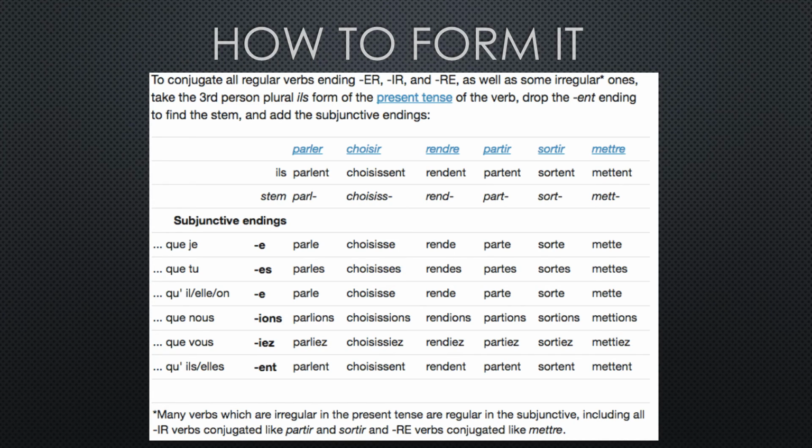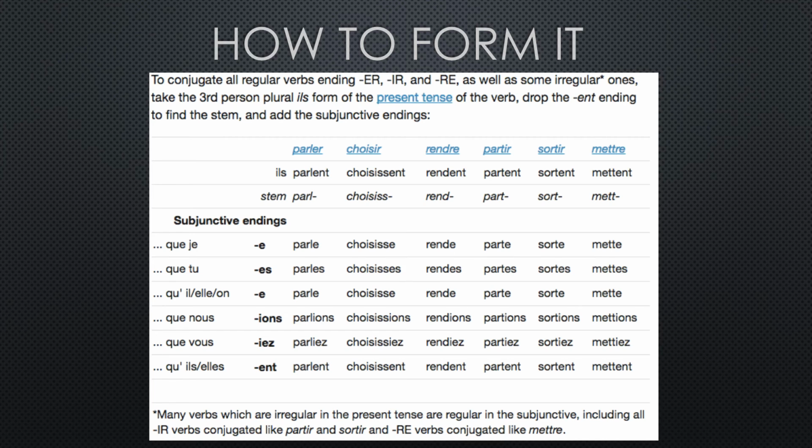How do you form the subjunctive? Unlike using the subjunctive, forming the subjunctive is relatively simple. What you do is you take the third person plural form, the ILS or ELLES form, of the present tense, the indicative form, and then you drop the ENT from the ending. So if you take parler, for example, you have ils parlent, spelled PARLENT.